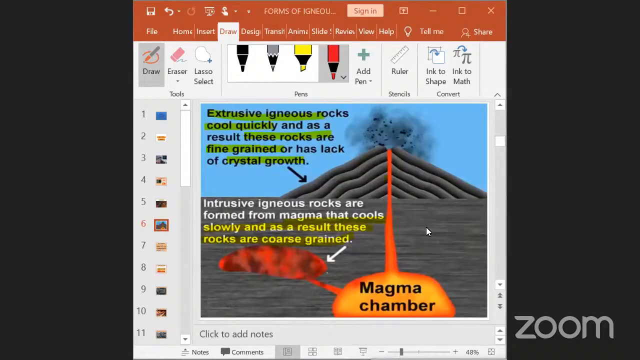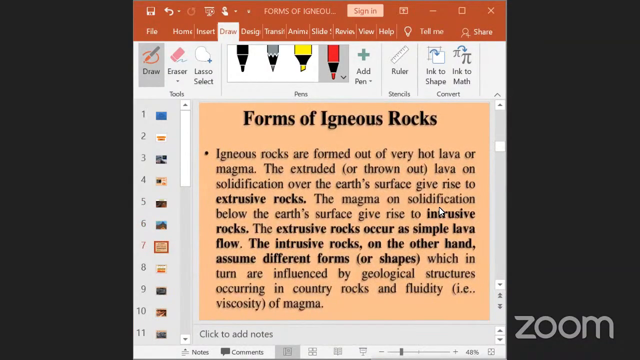So the bigger and angular fragments are called volcanic blocks, right? Volcanic blocks.